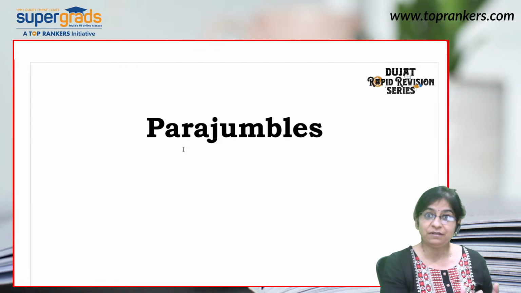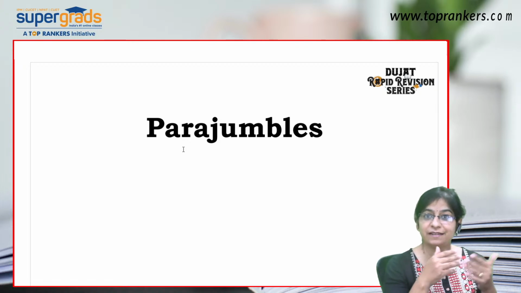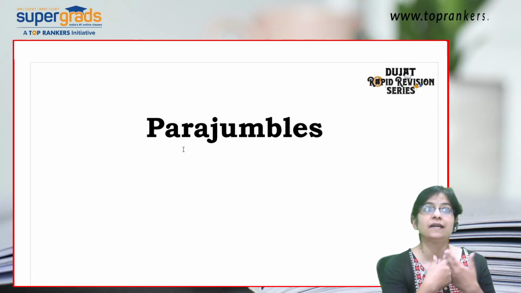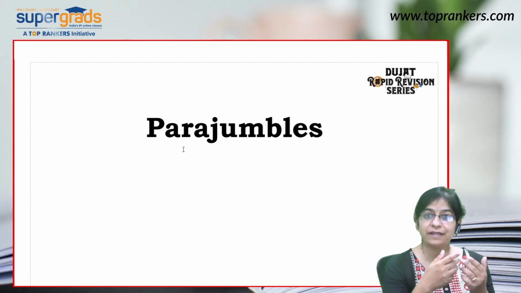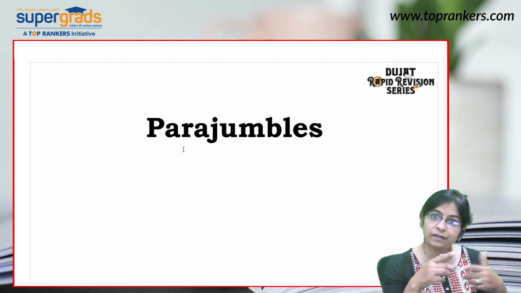Well, a Para Jumble is a paragraph that has been jumbled and nothing else. Now, how to fix it? First of all, try and understand that there are 2 to 3 types of para jumbles. One will be a closed para jumble, that is, the first and last options will be fixed, so you'll have to work in the middle part.